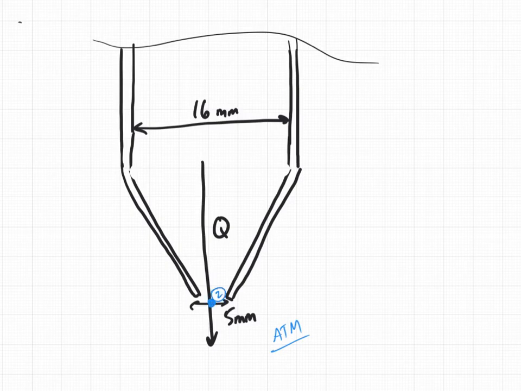Point 2. Why right there? Because the pressure is going to be 0, and that's what you want. It's just going to make your life easier. We also know something about the cross-sectional area there because we have this 5 millimeter gap.